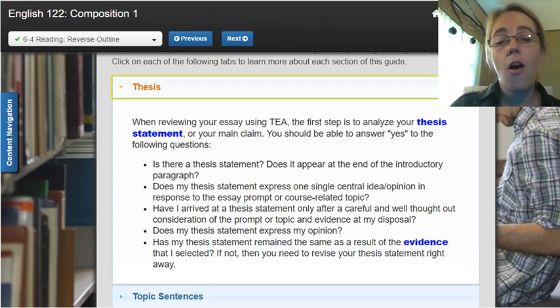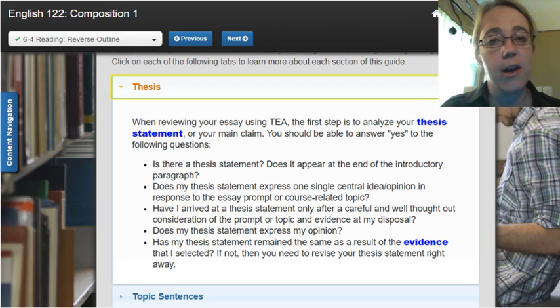Now, not all thesis statements that you will write in your academic career will be opinion-based, but in this class it most certainly is. Our critical analysis is largely based on our opinion and interpretation of that essay that we chose. So does your thesis statement clearly indicate your opinion about that essay?